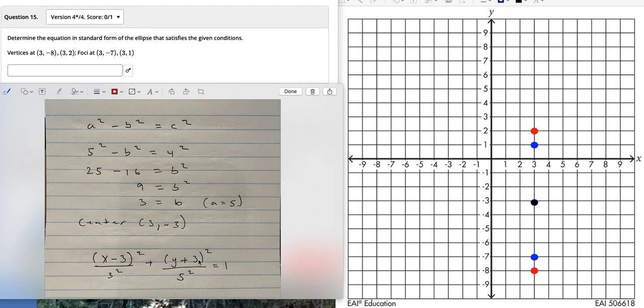So there's my h and my k going into the formula, and then there's my b squared, and this one I think wants it in that 3 squared form. I think that's silly, but it's what it wants, and 5 squared for the a.